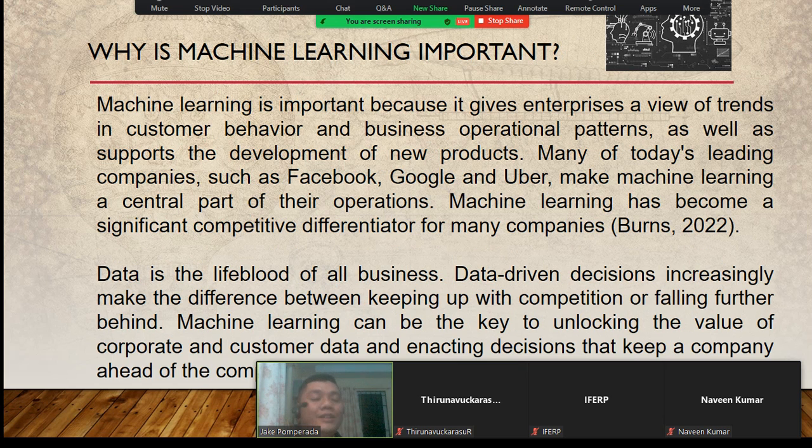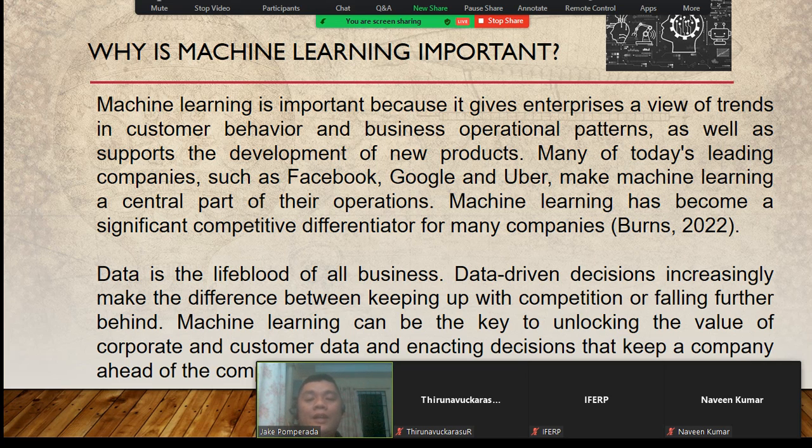Why machine learning is important? Machine learning is important because it gives enterprises a view of trends in customer behavior and business operational patterns, as well as supports the development of new products. Many of today's leading companies like Facebook, Google, and Uber make machine learning a central part of their operations.